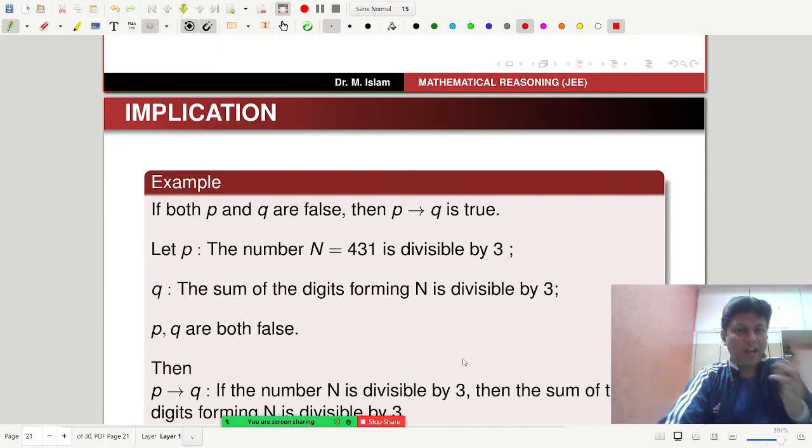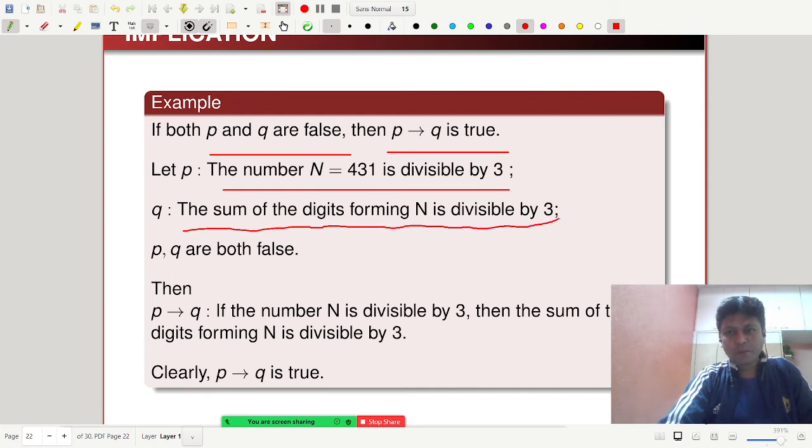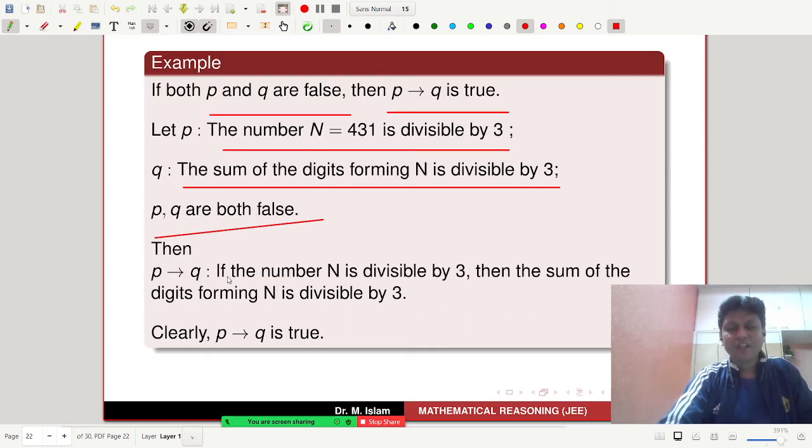Now I will explain the last part. If both P and Q are false, how will you get P implies Q is true? Let us use the statement. P is the statement n equal to 431 is divisible by 3. Q is the statement the sum of the digits forming n is divisible by 3. So P and Q are both false. So how will you write the statement? P implies Q: if the number n is divisible by 3, then the sum of the digits forming n is divisible by 3. So naturally, an implication with two false statements will give you true. So P implies Q is true.